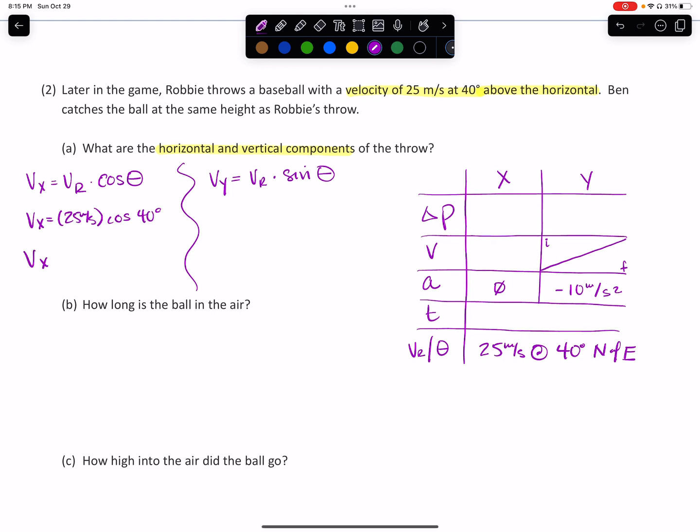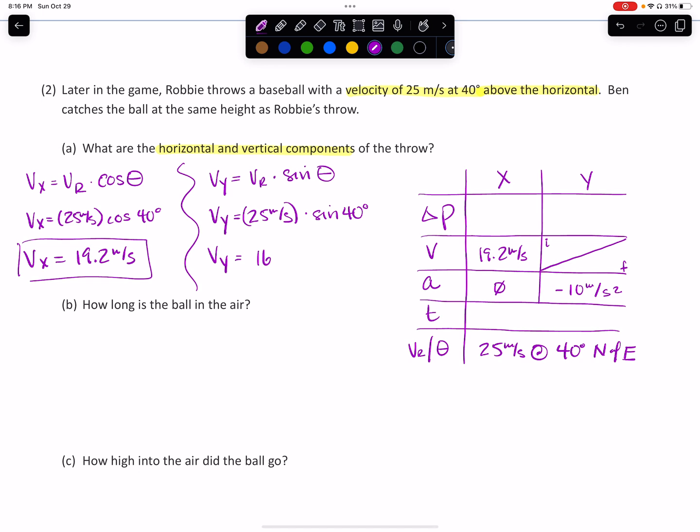All right, so we plug that value into our calculator and we find that the horizontal velocity is 19.2 meters per second. So that's going to go right here, 19.2. We'll repeat using sine instead. So we have 25 meters per second times the sine of 40 degrees. So our vertical piece is equal to 16.1 meters per second.